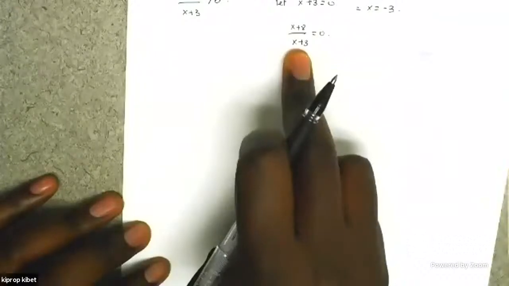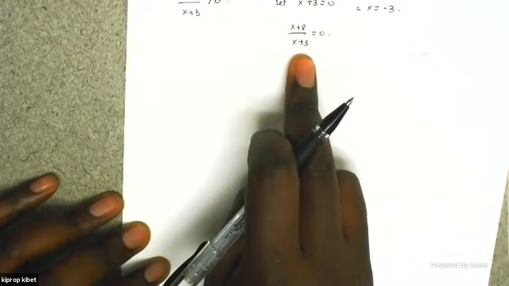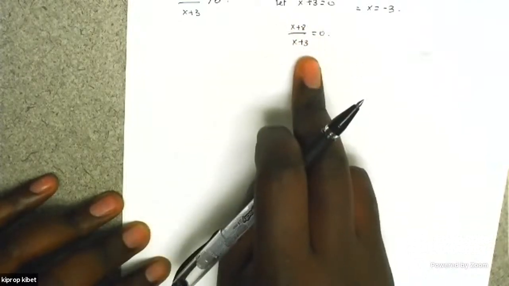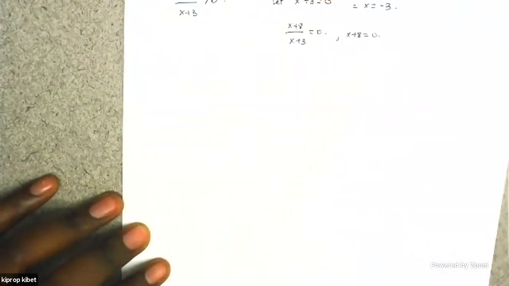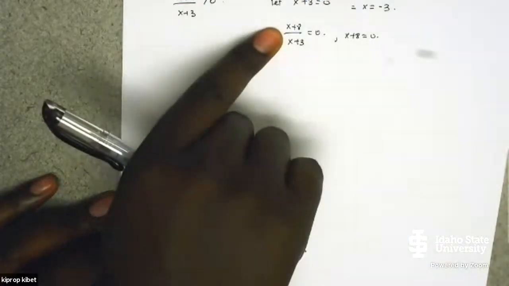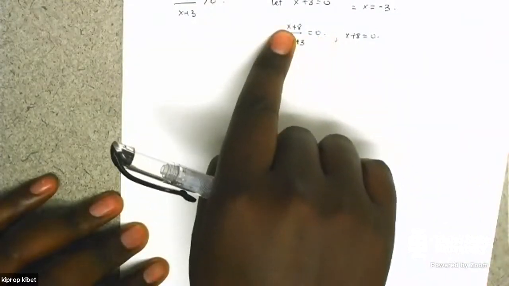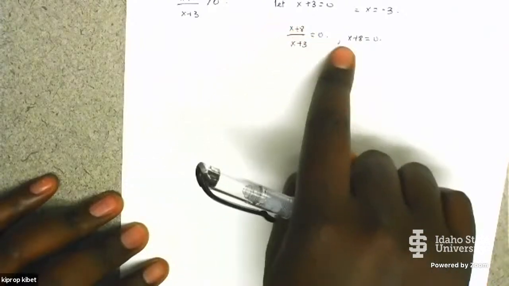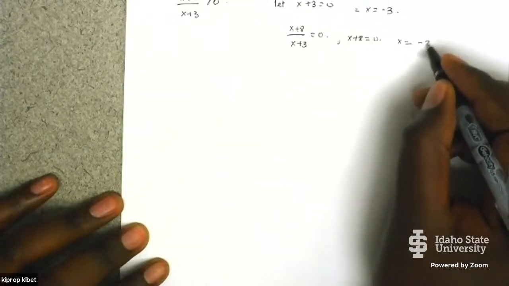Now, what will be our x here? So you multiply both sides by what? x plus 3. So when you multiply both sides by x plus 3, what remains is x plus 8 equals to what? Equals to 0, right? So what remains here, since this one will cancel, is x plus 8 equals 0. So our x will now be equal to negative 8. Are we together?